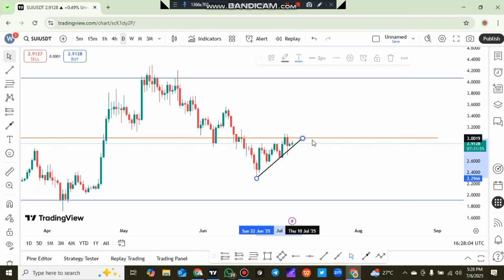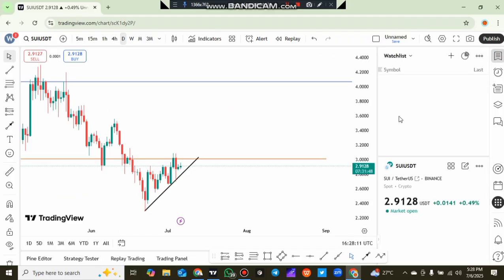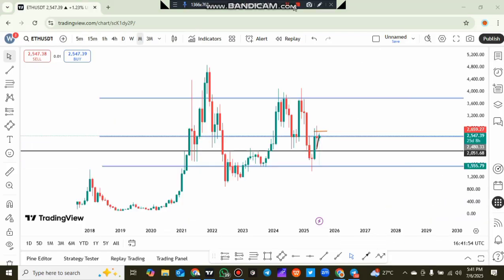So that is what I'm currently seeing. I think there were 3, there were 4, I think I've done 2. Okay, the last one is Ethereum. So the next pair we are going to be looking at is Ethereum.